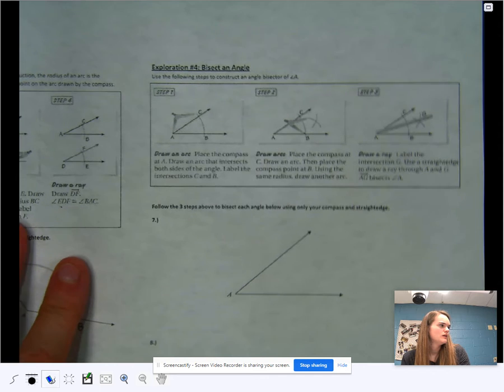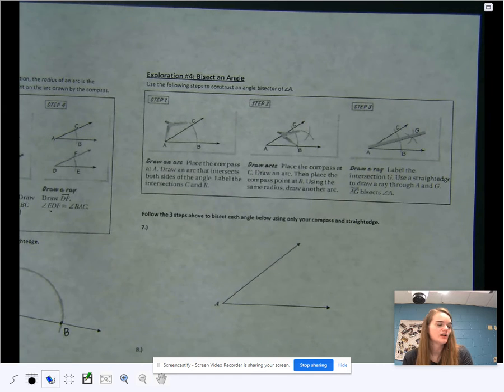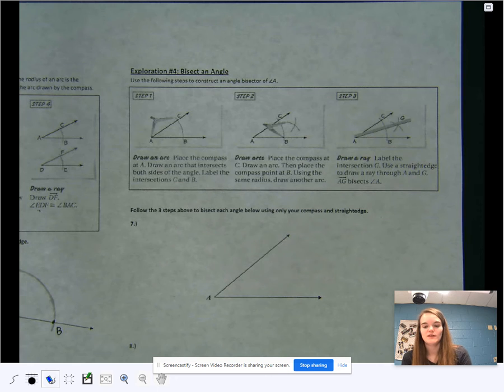Okay. Now, bisect an angle, meaning we're going to cut it in half. Again, take a minute, read the steps. You try to bisect 7 and 8, okay? So pause the video, you try to bisect 7 and 8. I'll do it on here like in a few seconds, so make sure that you pause to try it on your own.